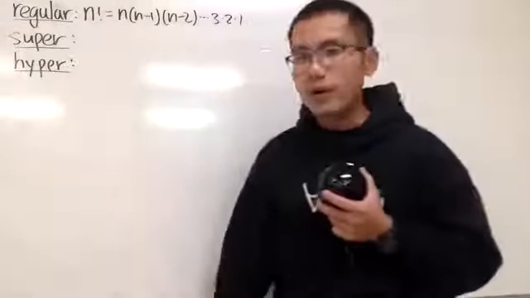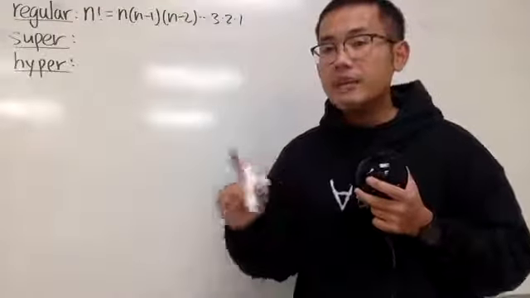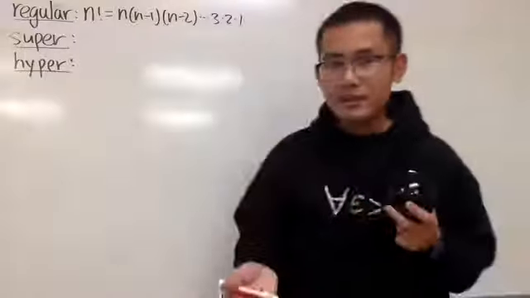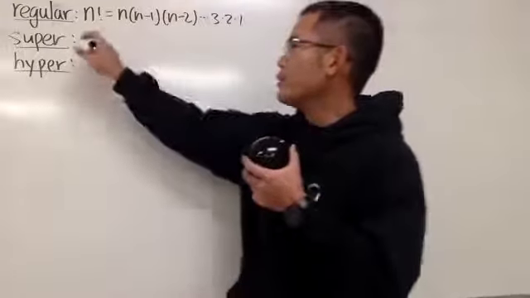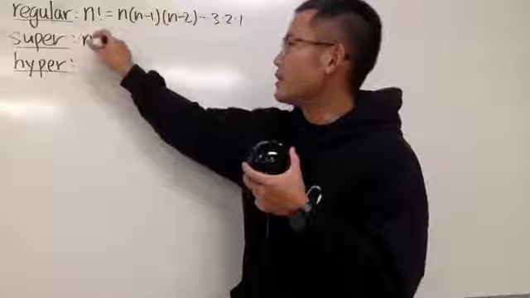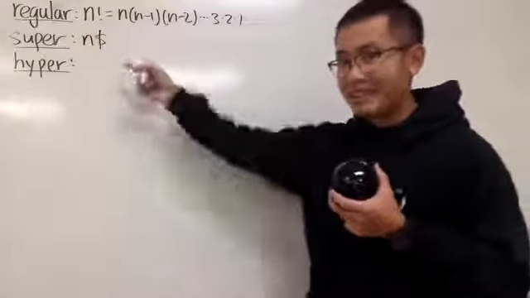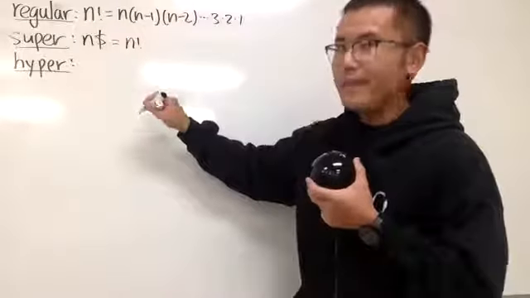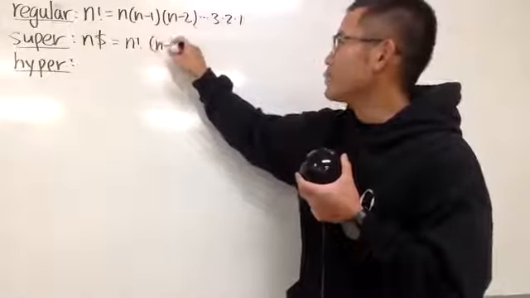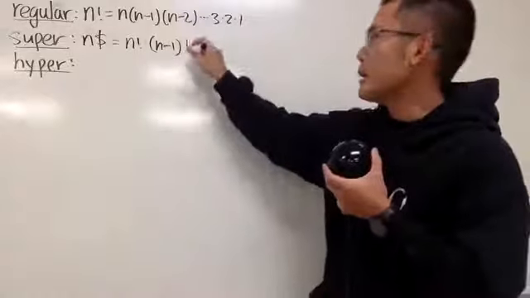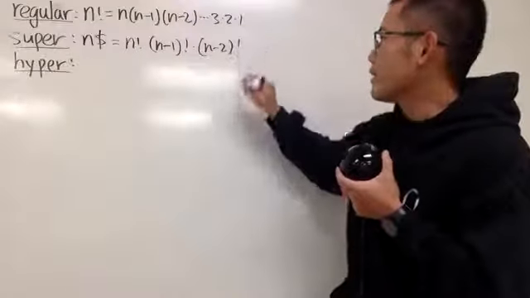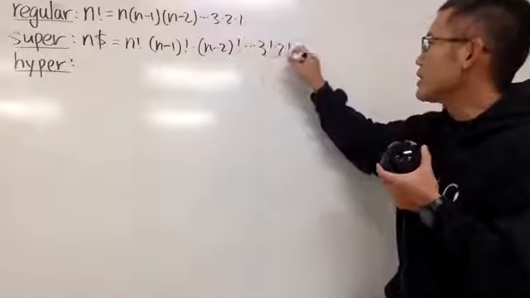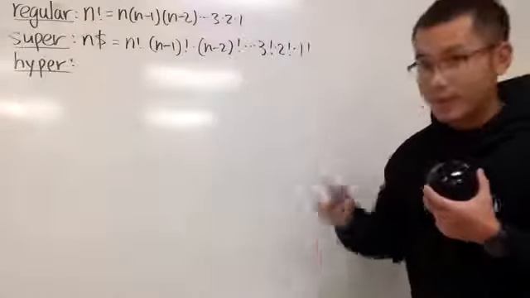For the super factorial, in fact, we have two definitions. Let me demonstrate the first definition right here, and at the end of the video, I'll show you another definition. The notation for this is that we put down n with a dollar sign next to it. Yeah, dollar sign. Cool, huh? Alright, here we go. What we do is we start with n factorial, and then we multiply by n minus 1 factorial, and then by n minus 2 factorial, and then dot dot dot, keep on going, until we have 3 factorial times 2 factorial, and finally 1 factorial.